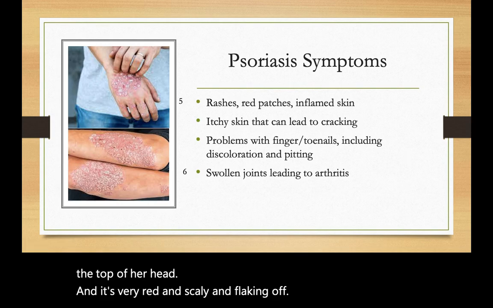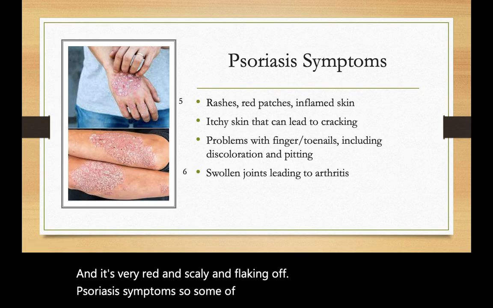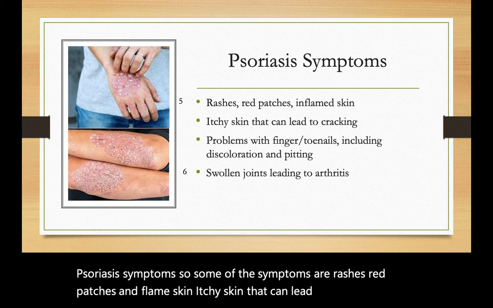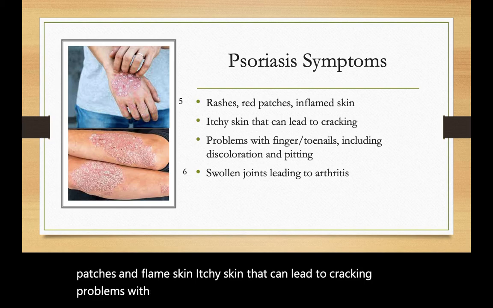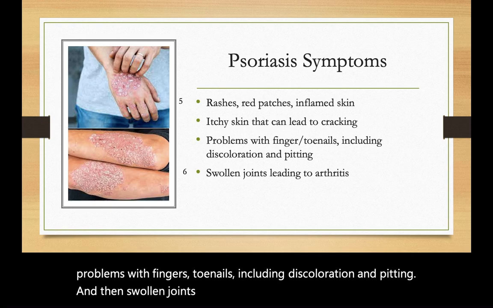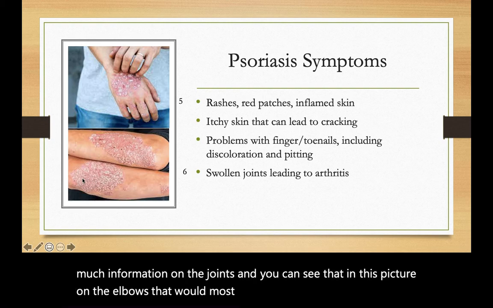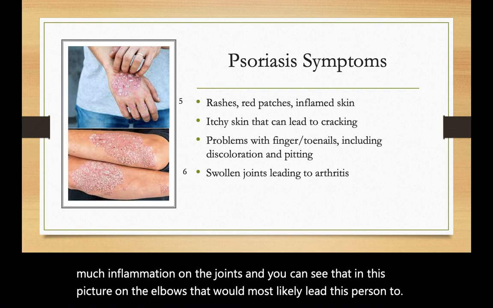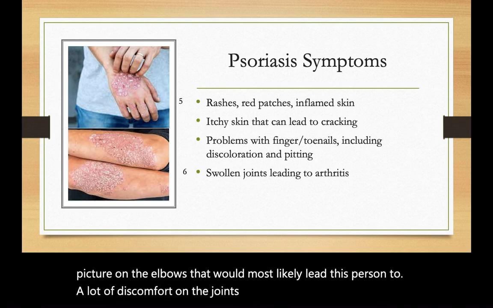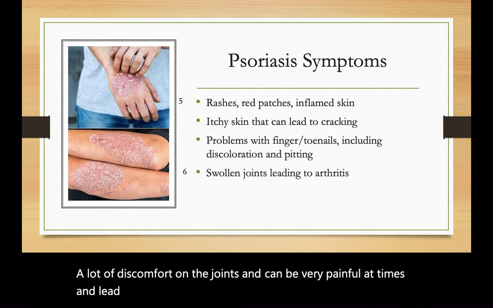Psoriasis symptoms. So some of the symptoms are rashes, red patches, inflamed skin, itchy skin that can lead to cracking, problems with fingers, toenails, including discoloration and pitting, and then swollen joints leading to arthritis. Because there is so much inflammation on the joints, and you can see that in this picture on the elbows, that would most likely lead this person to a lot of discomfort on the joints and can be very painful at times and lead to the arthritis.